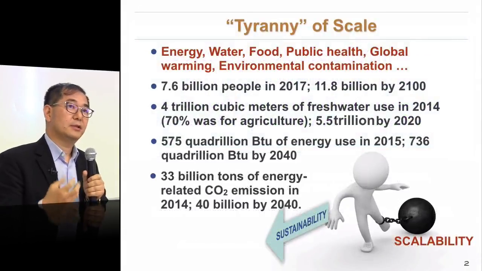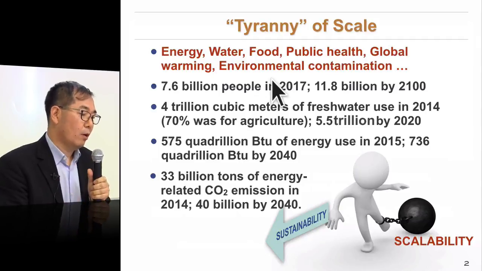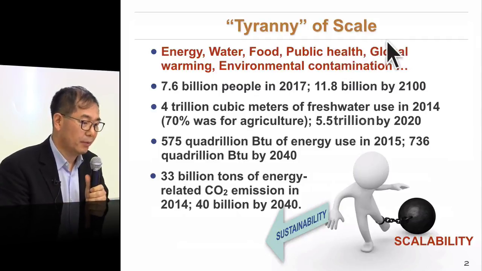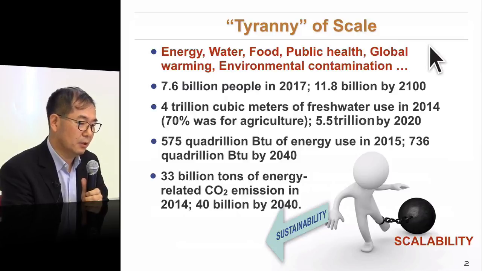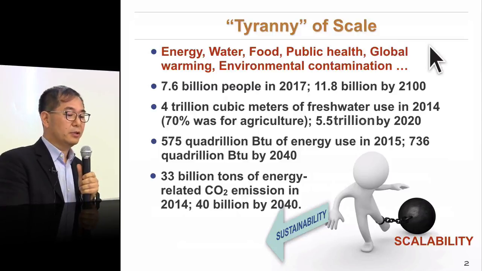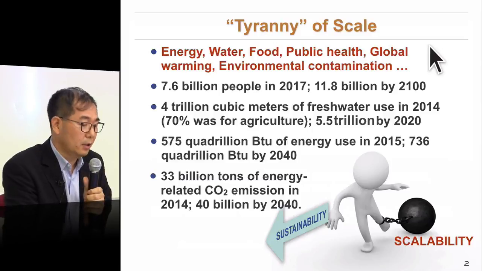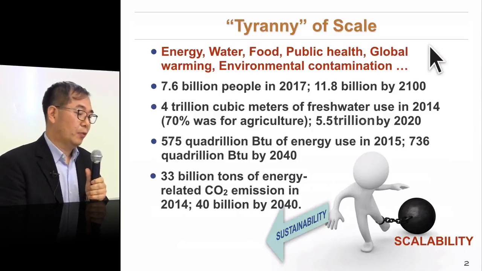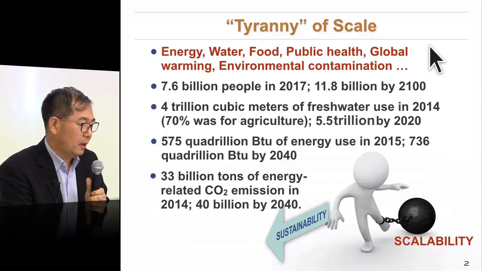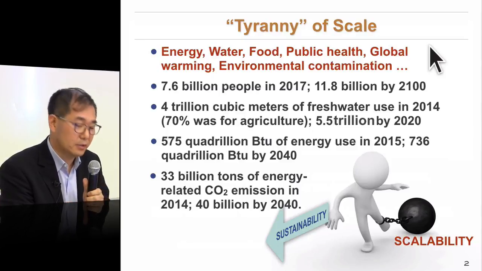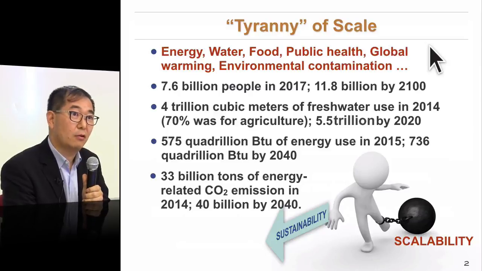So if we think about sustainability, human sustainability problems, we are actually talking about energy, water, food, public health, global warming, environmental contamination. So all these problems are actually problems of scale. So I throw in some numbers here. There are about 8 billion people right now. It will be 12 billion people by 2100. We consumed 4 trillion cubic meters of fresh water in 2014. And we are talking about a quadrillion BTU of energy that we are using. 33 billion tons of energy-related CO2 emissions. So these are all huge numbers.